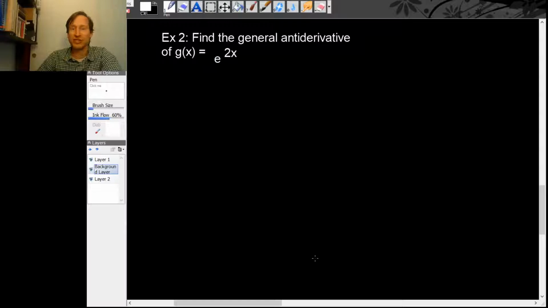Let's find the most general antiderivative of the function e to the 2x. So since this function is called little g, our antiderivative we would call capital G of x.